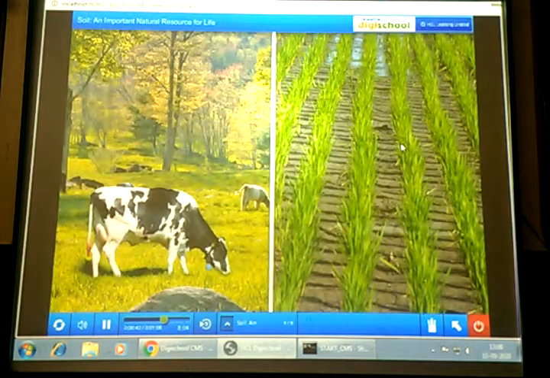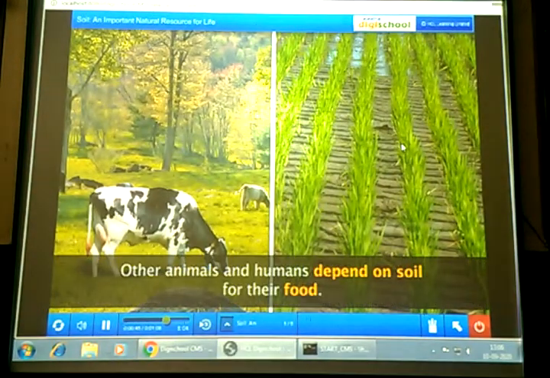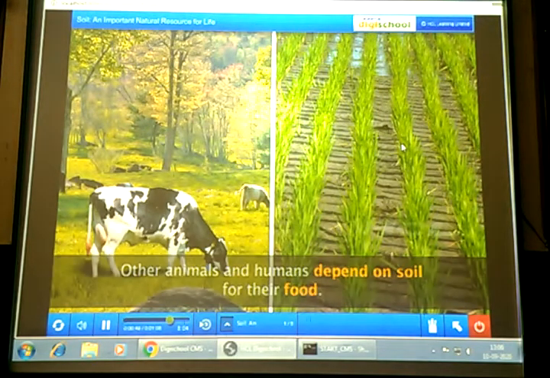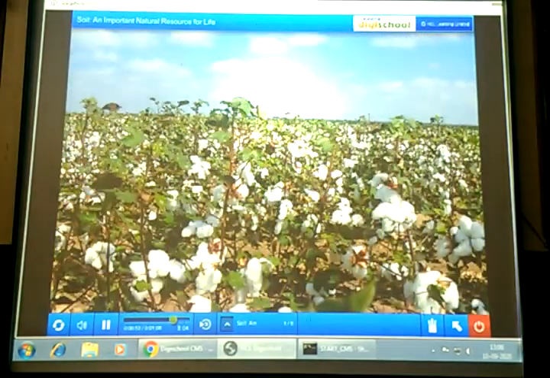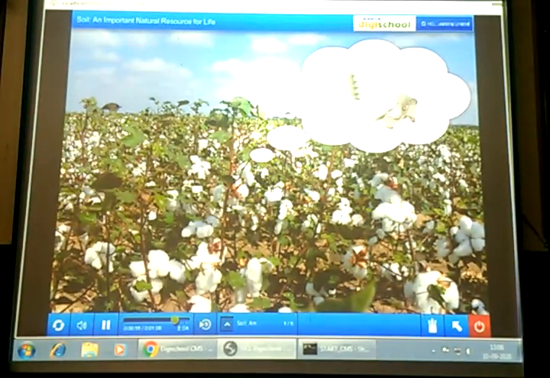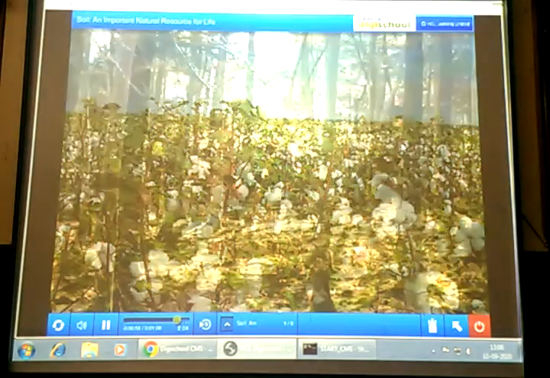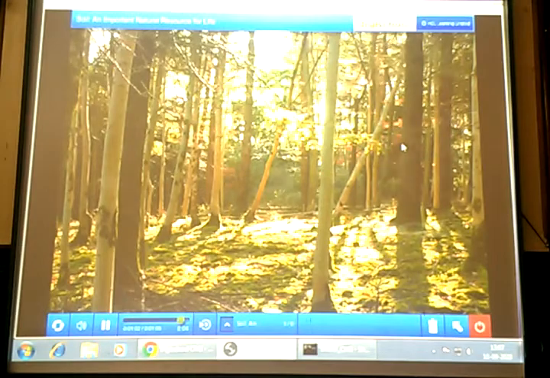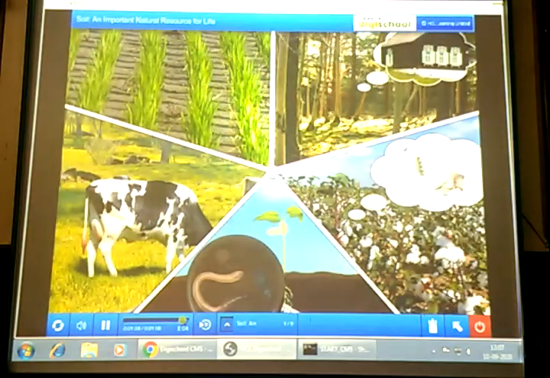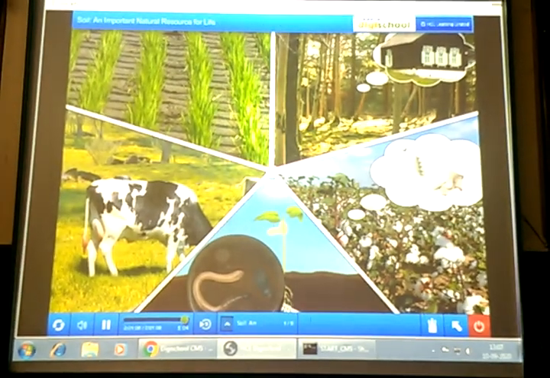Soil is also important to other animals and humans who depend on plants for their food. Humans also depend on soil to fulfill their needs for clothing and shelter. Thus, soil is an indispensable part of life.